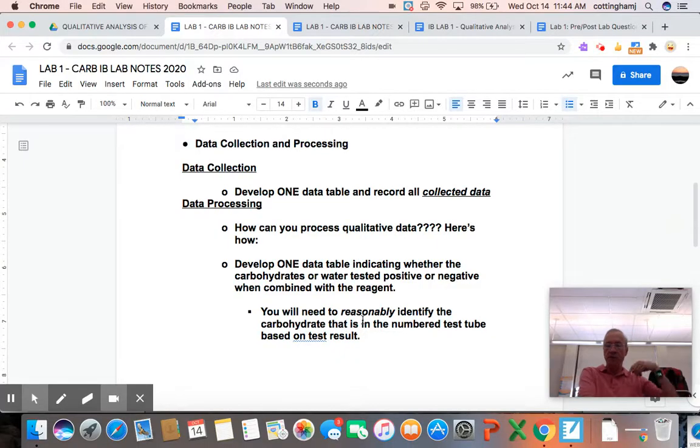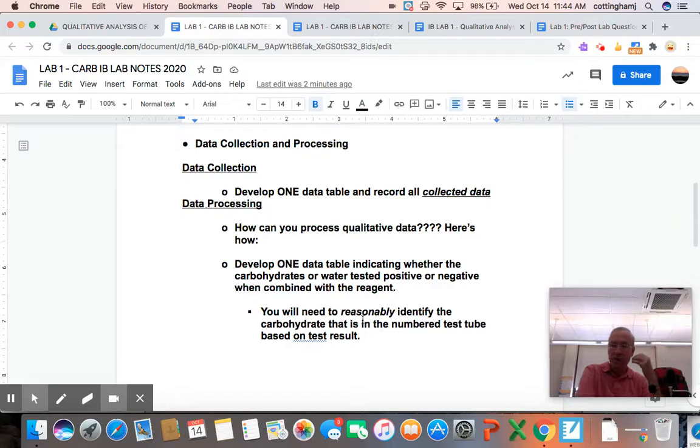Because if you click around to other tests, you're going to find out that not all of them test positive because they're not supposed to. They don't all react with the reagent. Why? Well, that's for you to figure out. So basically, this processing table takes a little thought.